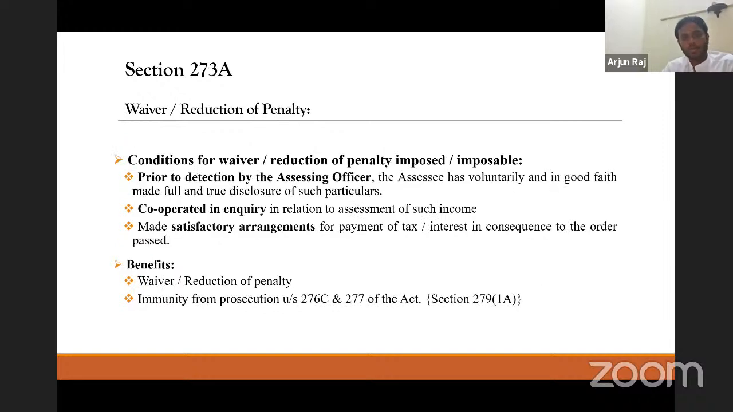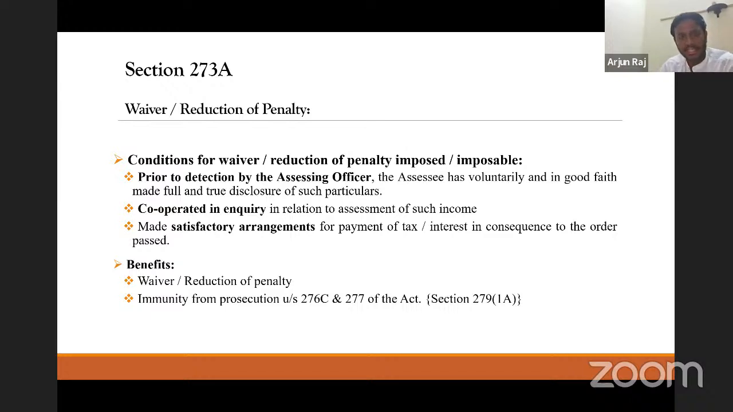Next is with respect to 273A. There is another section which, in fact, I had not known about until I prepared this presentation. This section talks about a waiver or a reduction of penalty. This was there even in the context of 271C. And after 270A was introduced, this section was also amended to include 270A. Here, there are a few conditions.